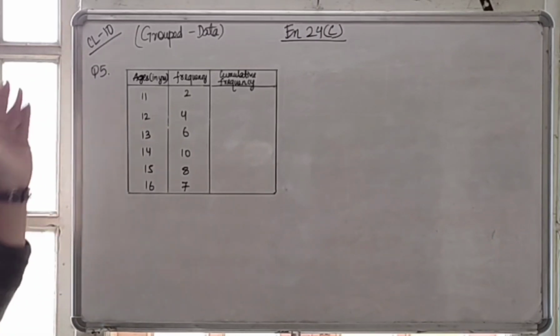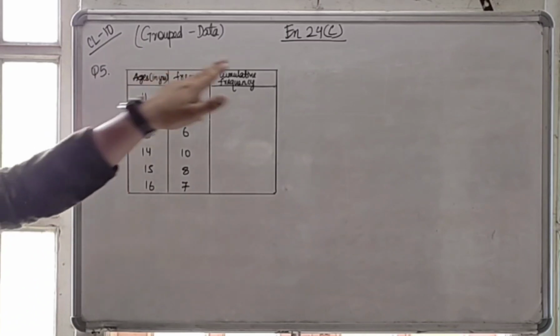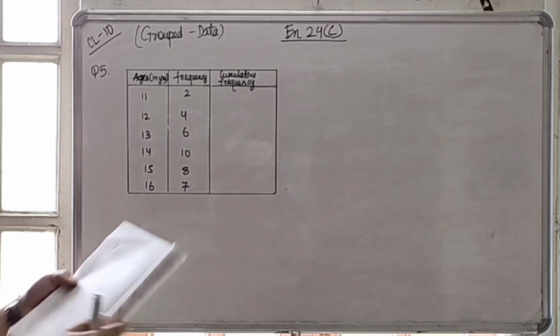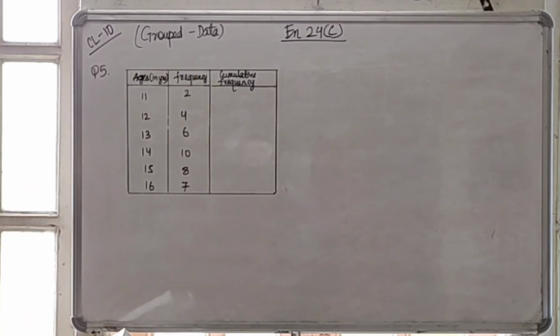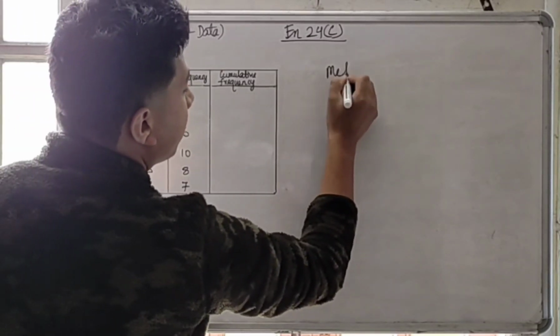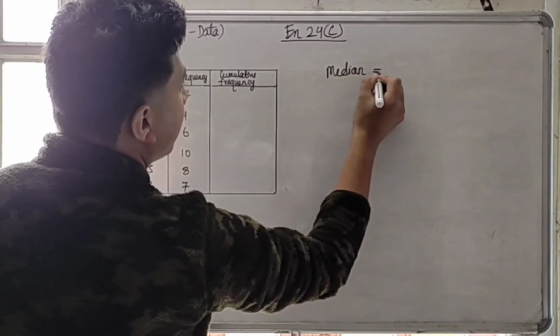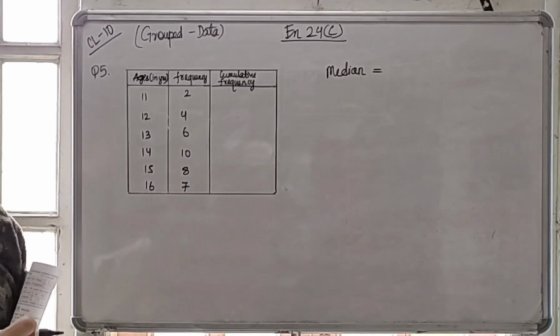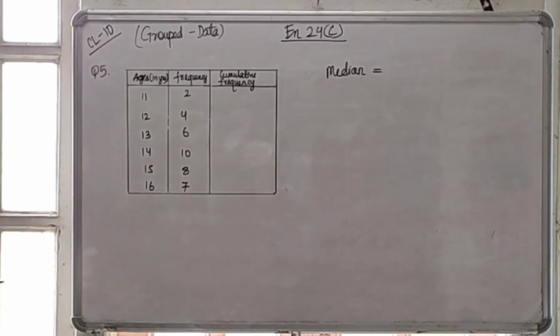So now from question number 5, the question you can see is in a table, so it is grouped data, and the question says the ages of 37 students in a class are given by the following table. Find the median. In order to find the median, first of all we need to see whether the number is odd or even. So if it's tabulated or grouped data, how will we do that? Let's see.